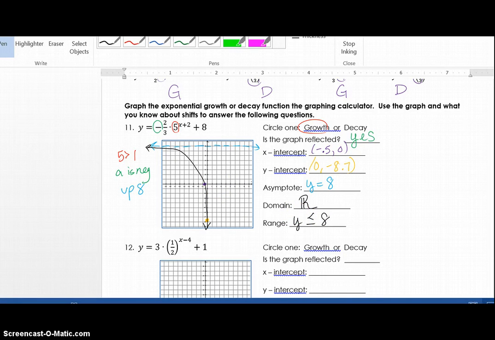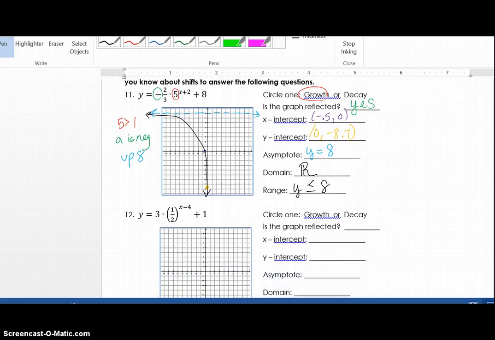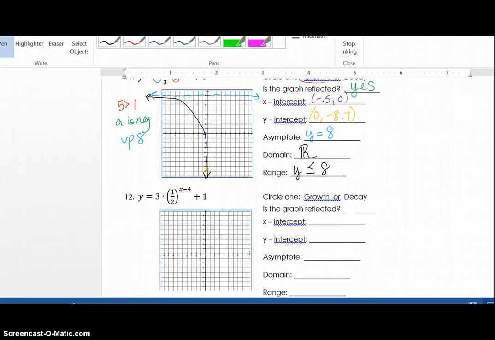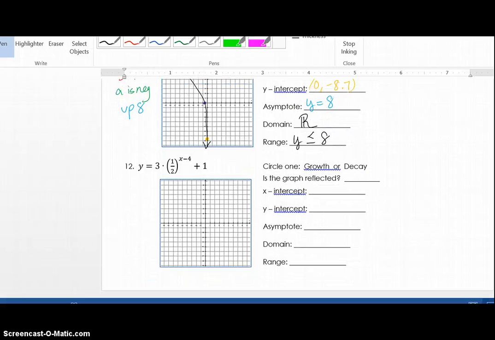Okay, so hopefully that is a good refresher on how to use your calculator. So what you're going to do now is problem number 12 on your own, and we will go over it in class tomorrow.